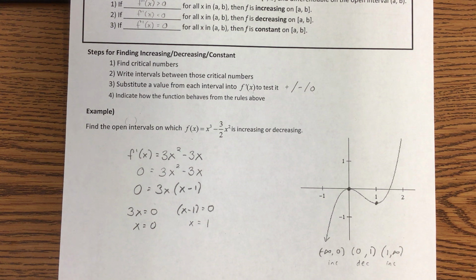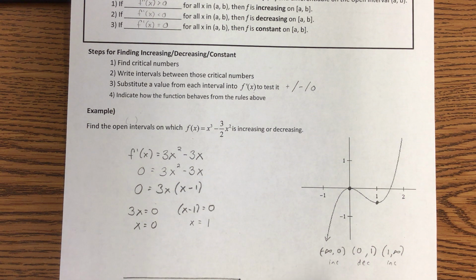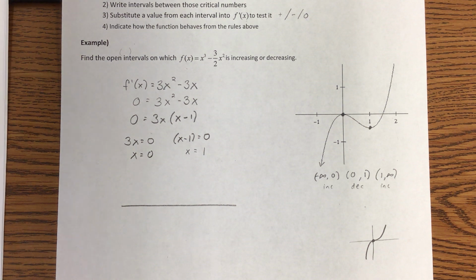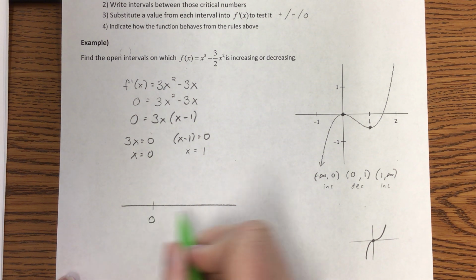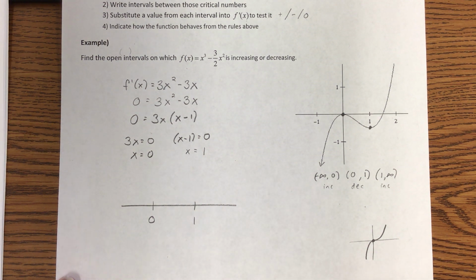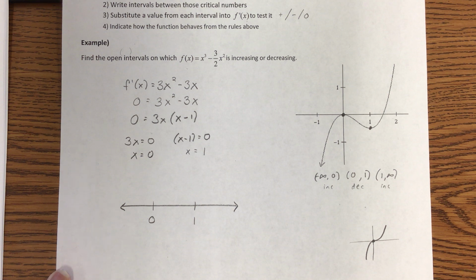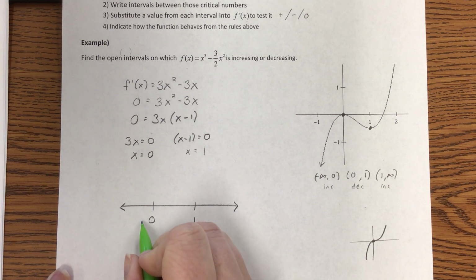Okay. What we're going to do next is create what is called a sign chart. And I believe we've seen these before. We're going to have the number 0 and the number 1. Sometimes you will put arrows on the ends, sometimes you'll put endpoints. Since we did not have any limits for our interval, like our domain is negative infinity to positive infinity, we can put arrows. Okay, so these are x values.